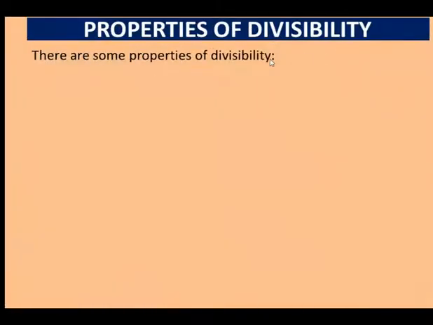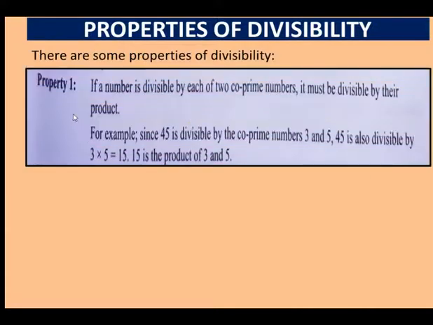Then properties of divisibility. There are some properties of divisibility. So if a number is divisible by each of two co-prime numbers, it must be divisible by their product. Means, for example, 45 is divisible by co-prime numbers, that is 3 and 5. So it is also divisible by the product of 3 and 5, that is 3 into 5, 15. It is also divisible by 15.